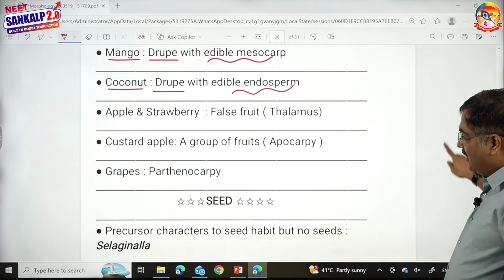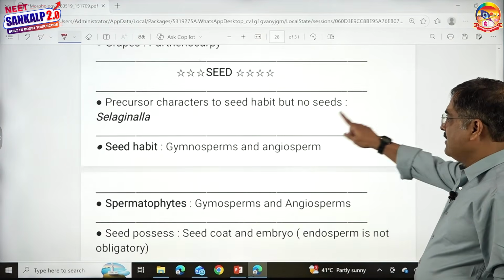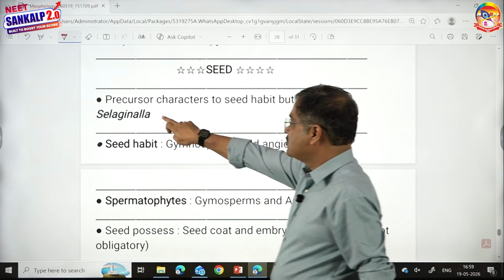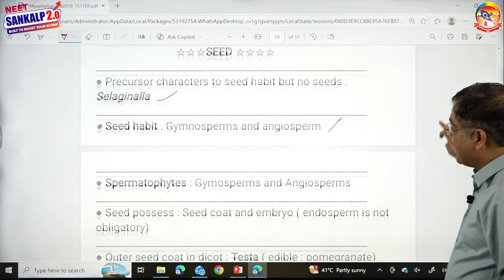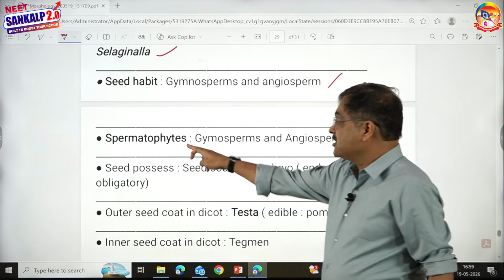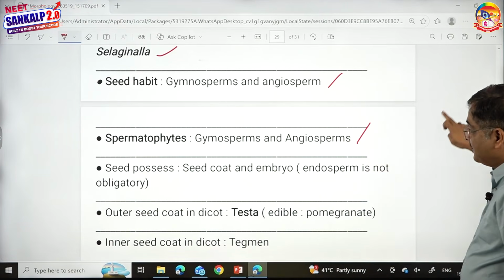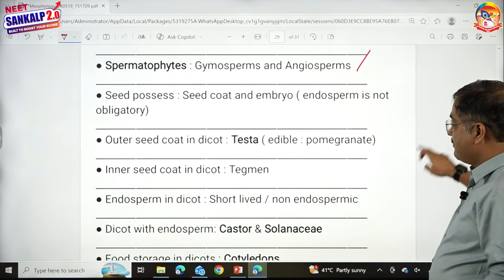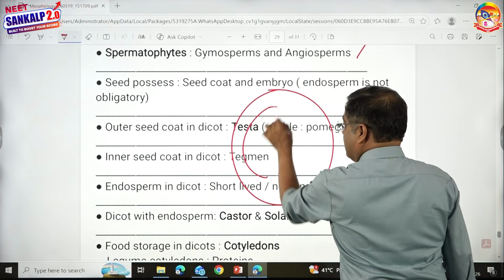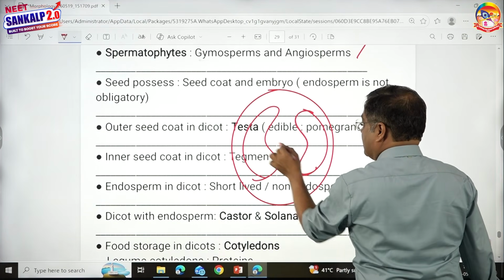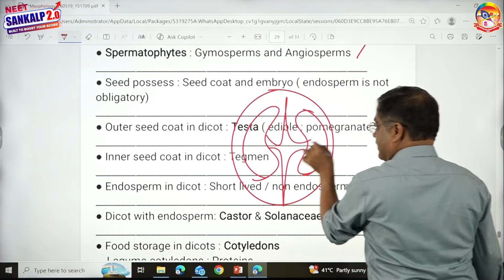All right. Seed: precursor characters to seed habit, but no seed is archegonial, very important. Seed habit is seen in gymnosperms and angiosperms. Seed-producing plants are called spermatophytes. Seeds possess seed coat and embryo. Look at children, I take one seed. This is a dicot seed. These are the two cotyledons. And this is an embryonal axis, a rough diagram.